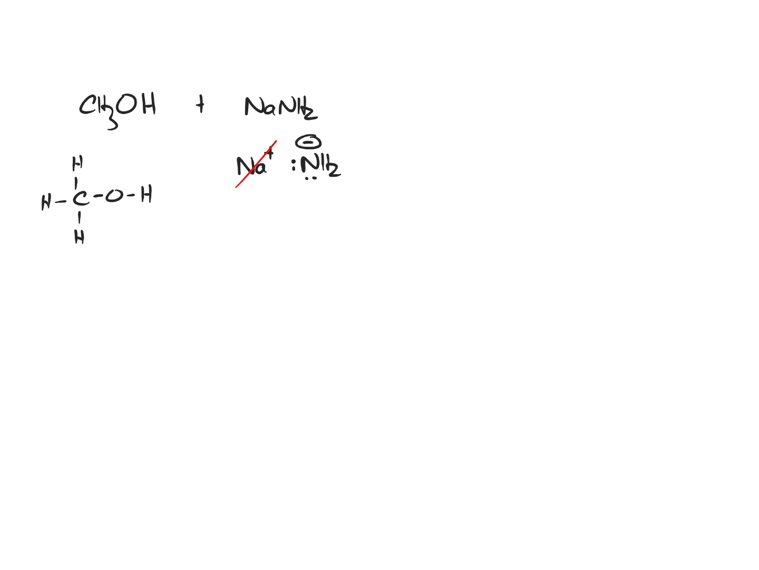Okay, we have to have a hydrogen as the acid. So it could be a hydrogen on the carbon or the hydrogen on the oxygen. Well, thinking about our trends, oxygen is more electronegative than carbon, so hydrogens on oxygens are more acidic. So this is the most acidic hydrogen in the molecule.